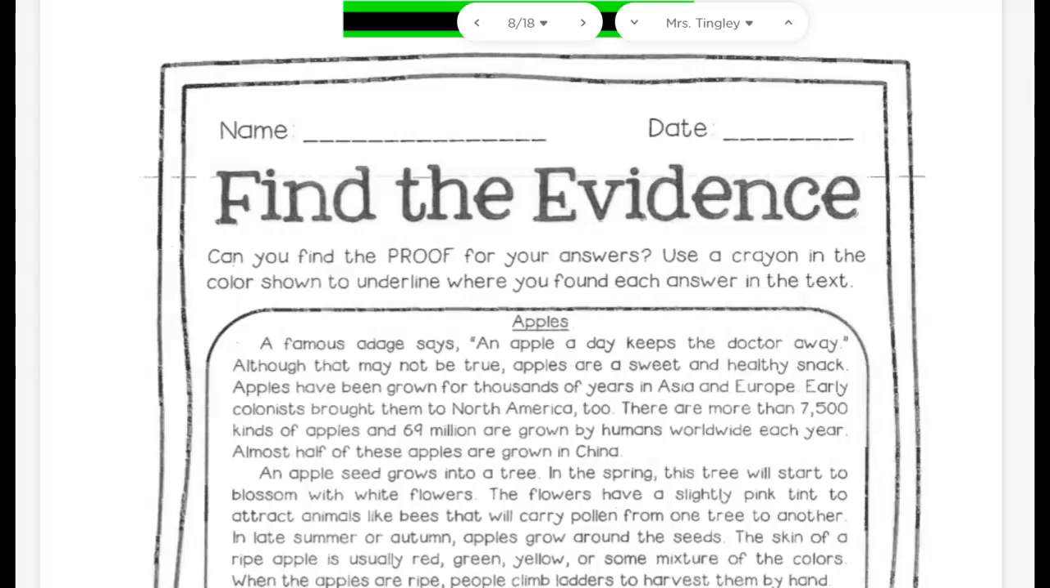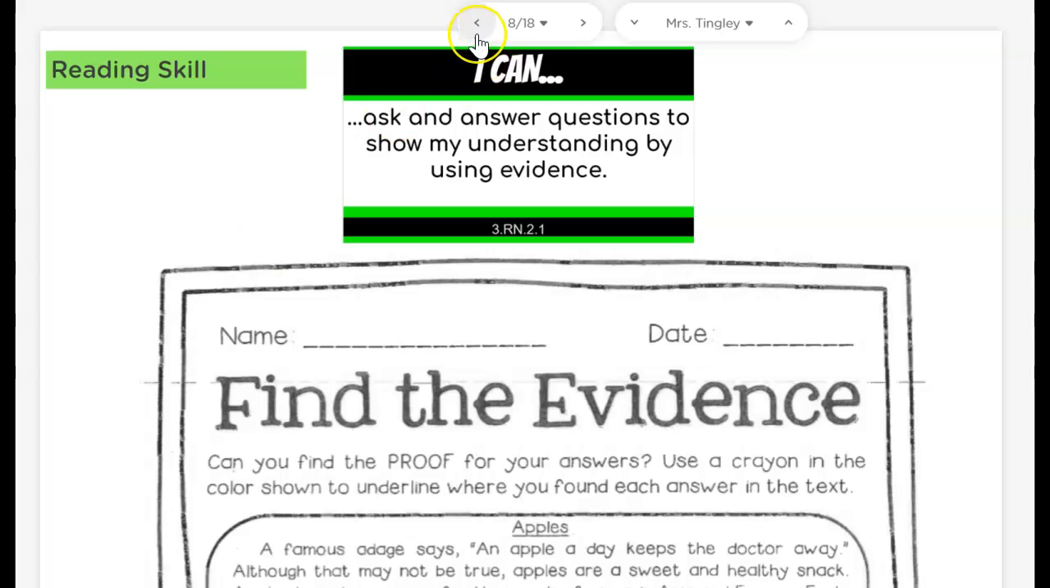Hello, third grade, and welcome to the second part of our reading skill. We're going to continue looking at asking and answering questions and how we can go back and find our evidence for those.